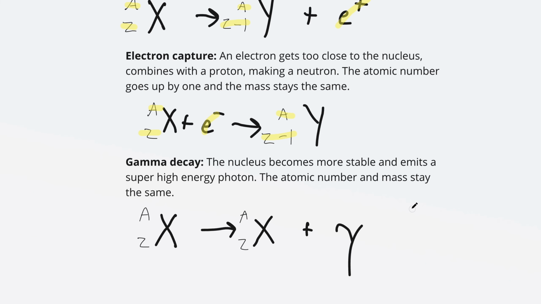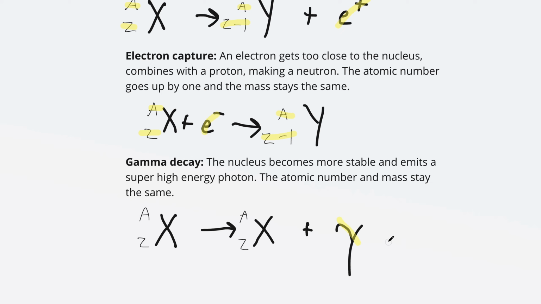Our last type of radioactive decay is gamma decay. In gamma decay, all the nucleus does is go from less stable to more stable. Anytime you go from less stable to more stable, you're going to release energy. The nucleus releases this energy in the form of this symbol here, which is a gamma photon.